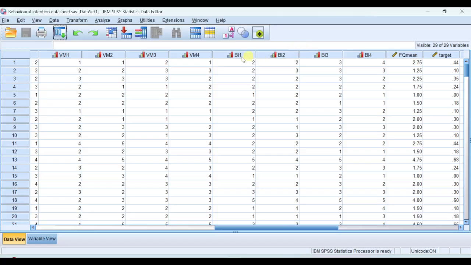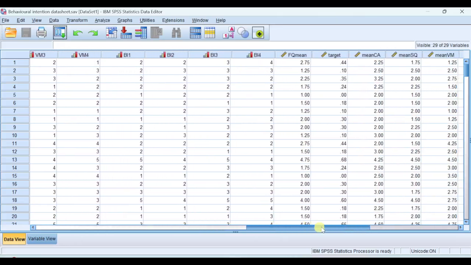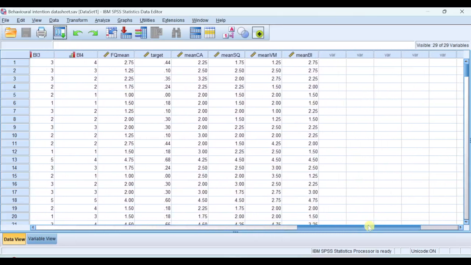Now, all of them are ordinal in nature. You see here, I put in the ordinal mark because they are measured on Likert 5-point scale. Now, in order to analyze them for regression, I need to convert them to a continuous form. How can I do that? So first I need to take out the mean value, the arithmetic mean, which I have done over here. I have shown you in the previous video as well. So this is the mean for FQ, CA, SQ, VM and BI. Now they have come on scale. So that is how I made them continuous in nature.